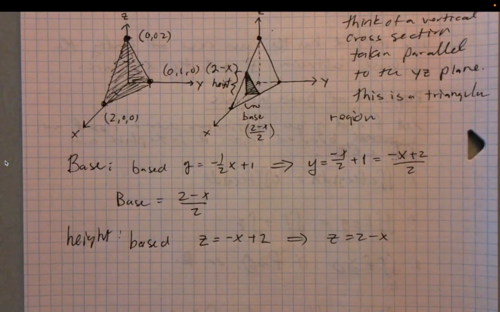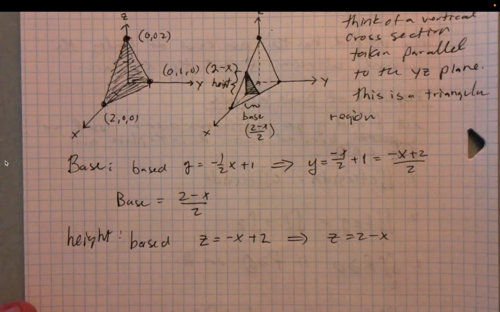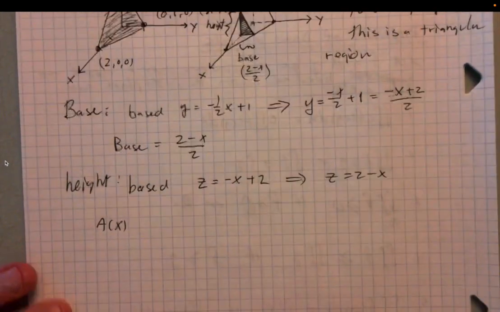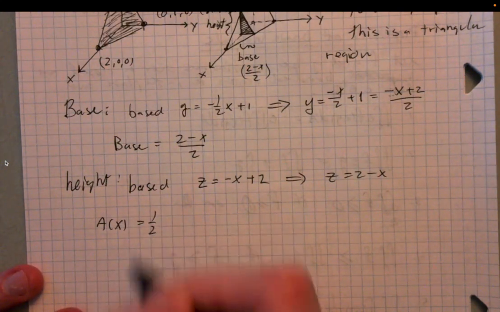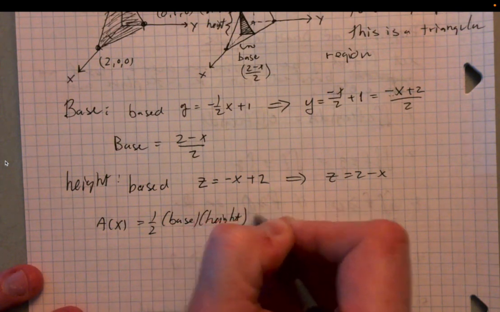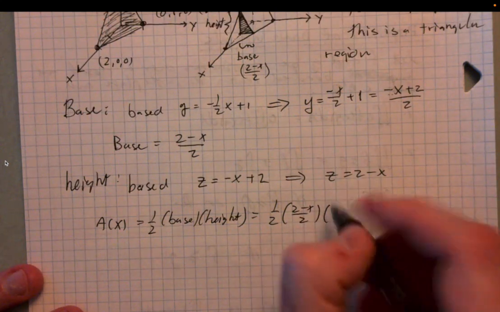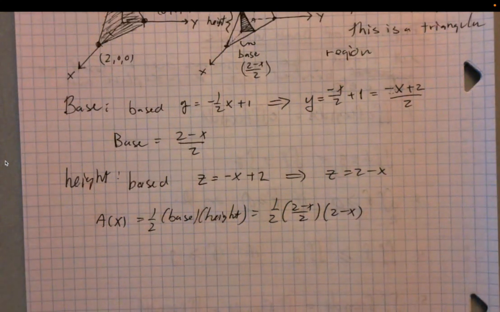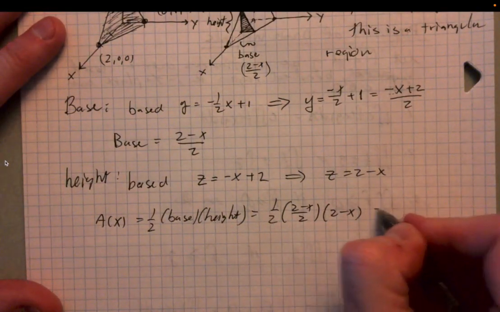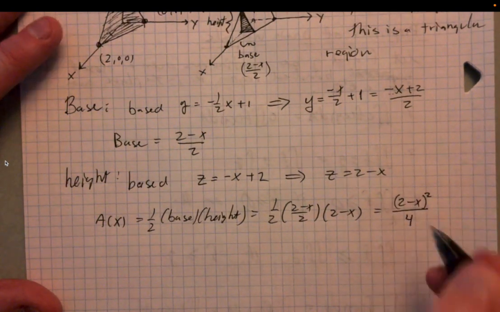Okay, and so what is the area of this slice of this three-dimensional region? The area, which is a function of x, is going to be equal to 1/2 base times height, which is 1/2, and the base is 2 minus x over 2. The height is 2 minus x, and so this is going to be the area, and so we can see that that's equal to 2 minus x squared over 4. Okay.